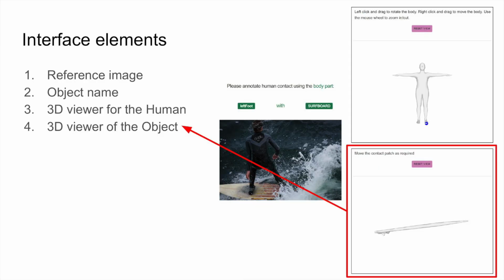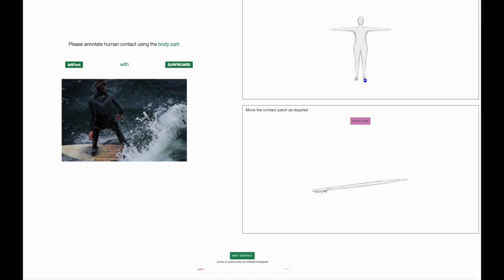Very similarly, the box below it shows a 3D viewer of the object, which is a surfboard in this case. And very similarly to the human above, you can rotate with the left click, move with the right click, and zoom in and out by clicking and holding the mouse wheel button. But make sure that you don't click the object, only click next to it. Clicking on the object will do something else that I am explaining very soon.